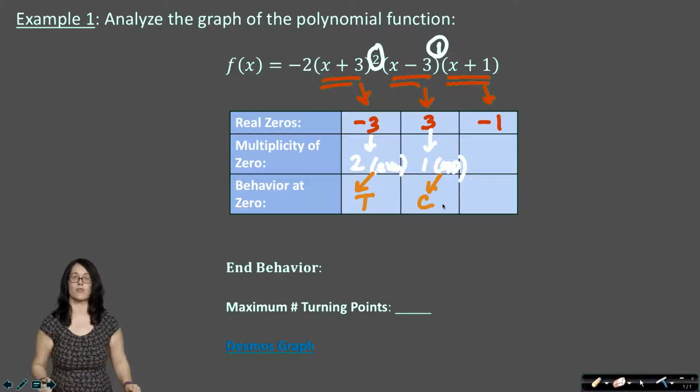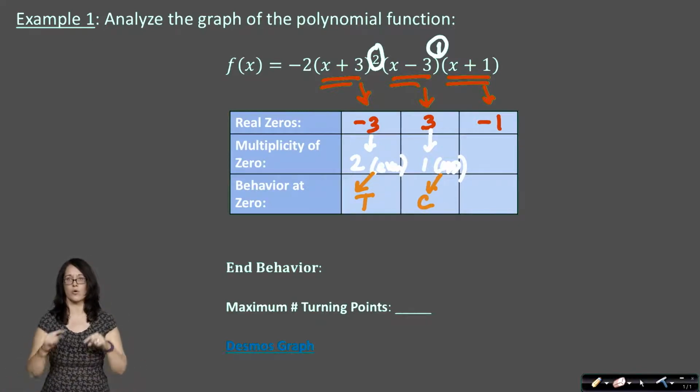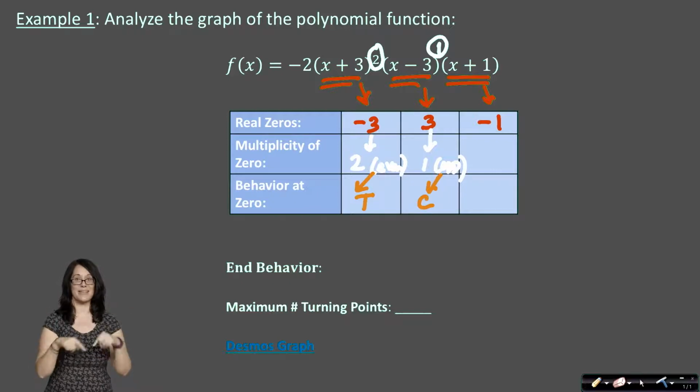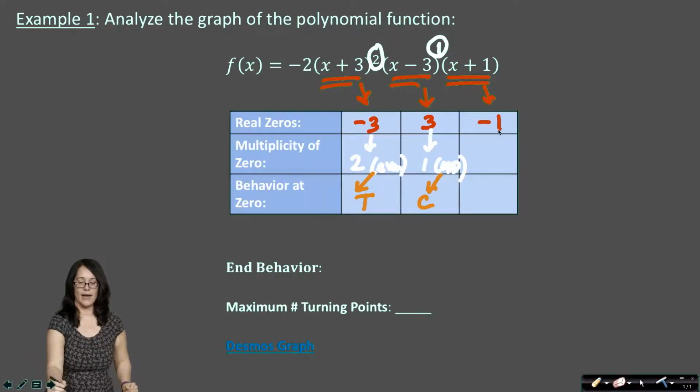Odd multiplicities, I cross. If you think you're going to forget, just remember the graphs of y equals x squared, where at 0, you touch and turn around, and that's even multiplicity, and y equals x cubed, where at the 0, you cross because of the odd multiplicity. All right, and finally, at -1, what happens? Its multiplicity, again, is 1, which is, in fact, odd.